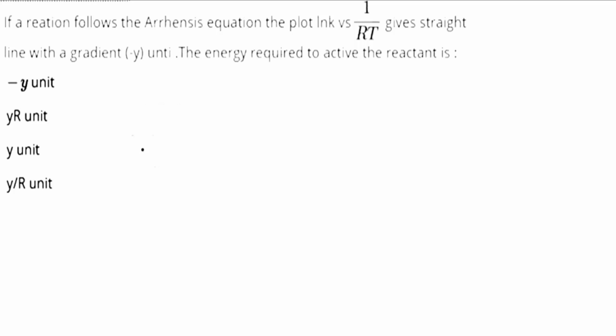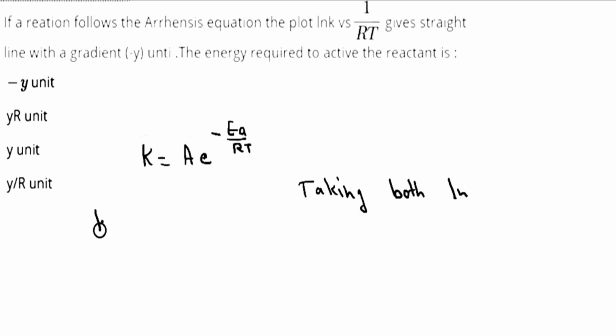So the Arrhenius equation is k is equal to A multiplied by e to the power minus of Ea by RT. Right, now it is saying that the plot is between ln k and 1 by RT, but we have only k here, so we will take ln on both sides. So this will become ln k is equal to minus of Ea by RT plus ln A. Now this is also saying that this will give us a straight line.